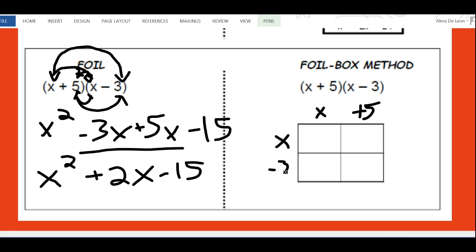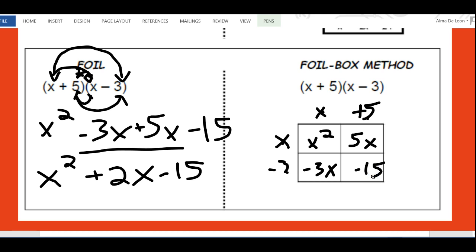And now that I have everything where I want it to be, I'm going to go ahead and multiply. X times x is x squared. This x times this positive 5 gives me 5x. This x times this negative 3 gives me a negative 3x. And negative 3 times positive 5 gives me negative 15.